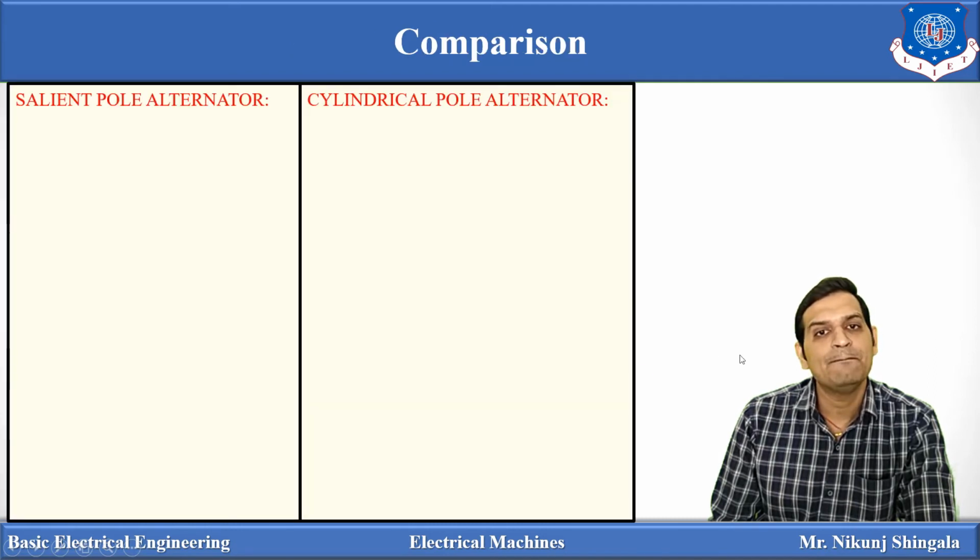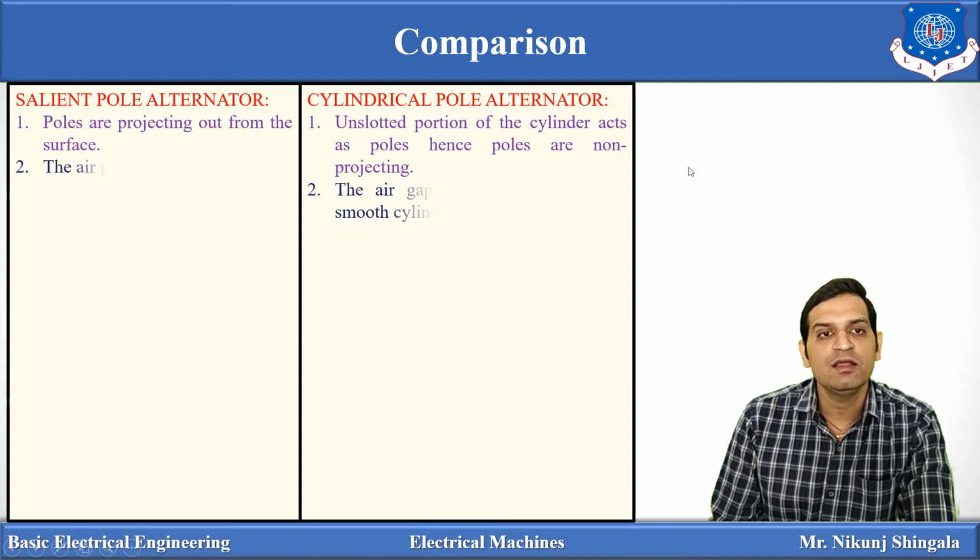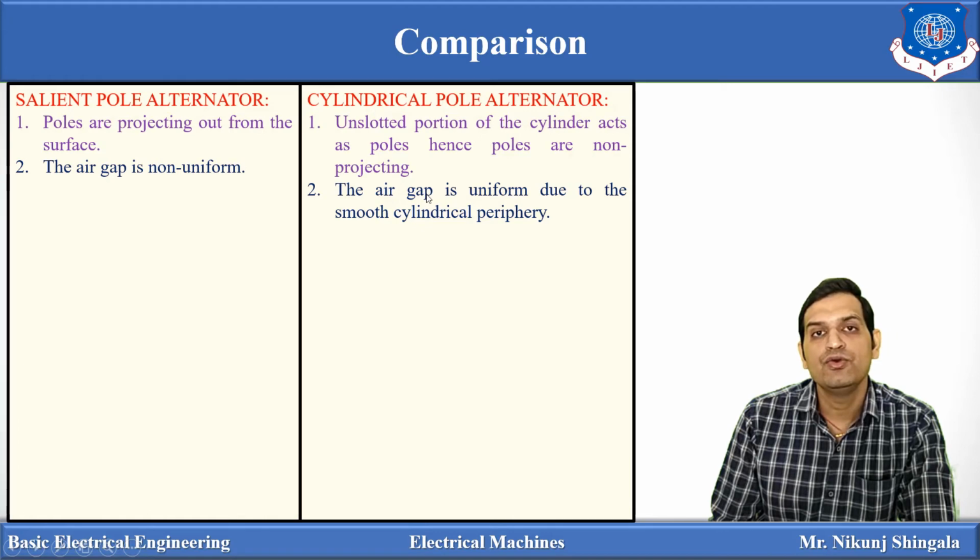Now moving towards the comparison between salient pole alternator and cylindrical pole alternator. In the salient type, poles are projecting out from the surface of the rotor. Here unslotted portion of the cylinder acts as poles, there are slots on the outer periphery. So poles are non-projecting. The air gap is uniform here, whereas it is non-uniform in the salient pole. Here air gap is uniform due to smooth cylindrical periphery.